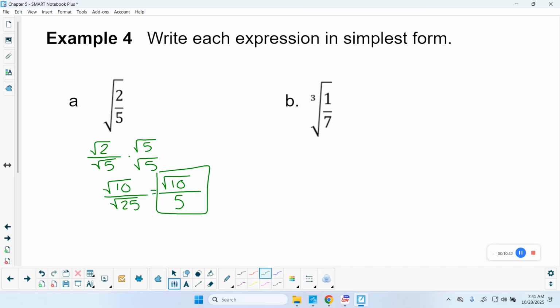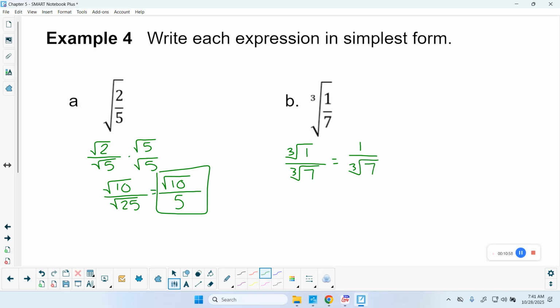With B, this one's going to be a little bit different. So it's the cube root of 1/7. So we're going to have the cube root of 1 divided by the cube root of 7. Now the cube root of 1 is just 1. So this is going to be 1 over the cube root of 7.